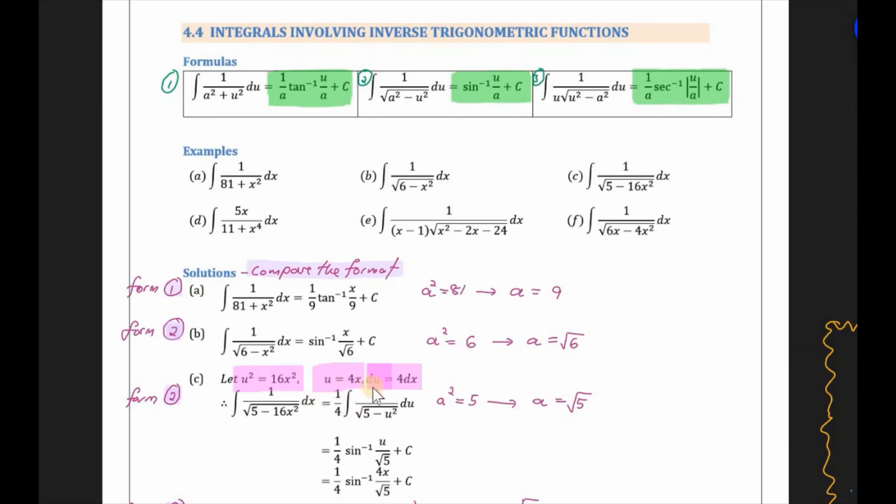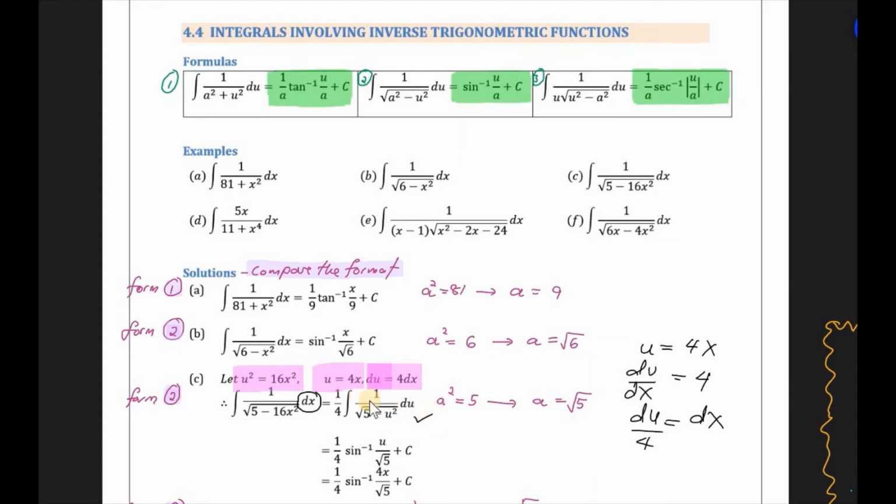Let me write down. So again, U is 4x. So du dx is 4. We need to replace dx here. dx is du over 4. So 1 on 4, we put it up front. 1 on 4. And then 1 over, replace this value, which is the U squared. And we have du.